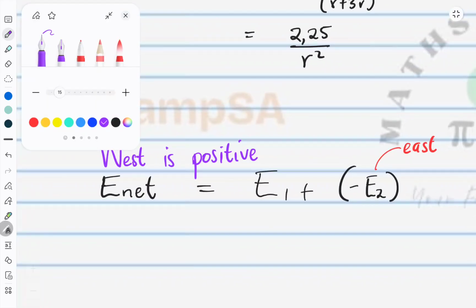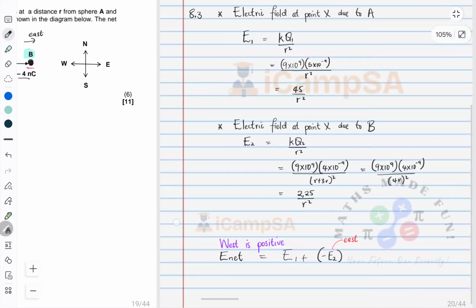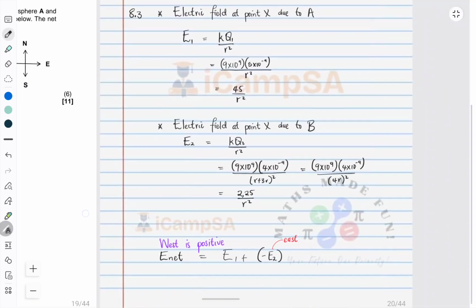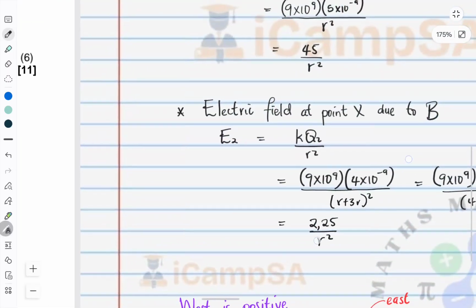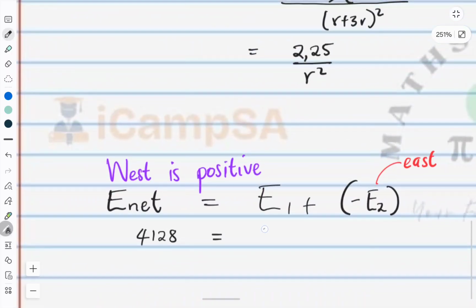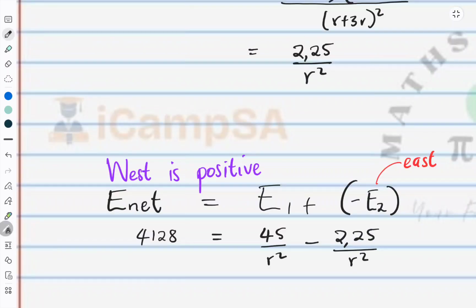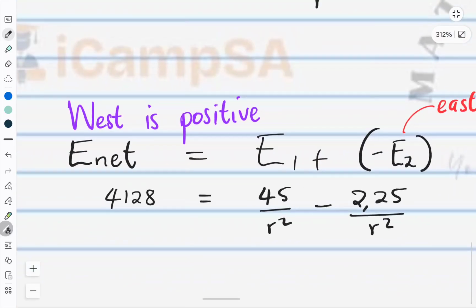Now we can go ahead and substitute. We have 4128 for the net electric charge. That's 4128. And for E1, it is to the west, so we are fine with E1: 45 over r squared minus 2.25 over r squared. Good. So now we can solve for r.